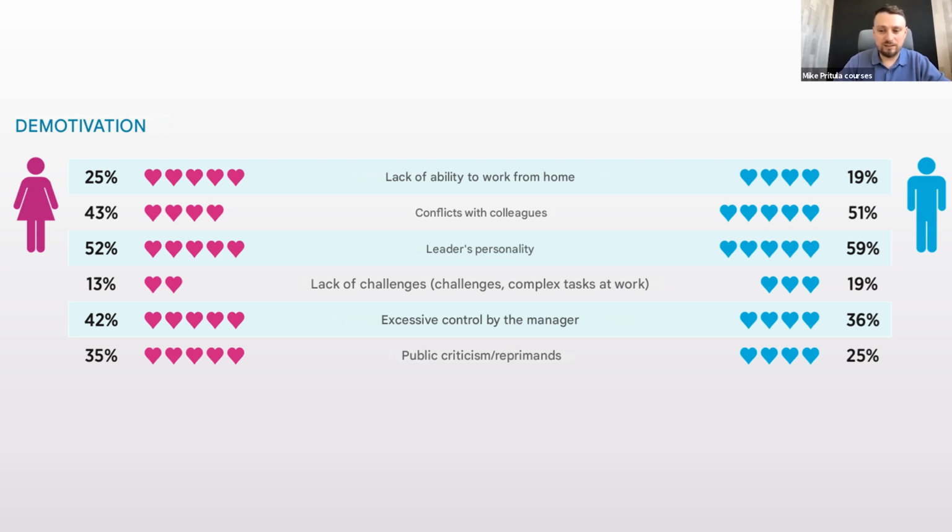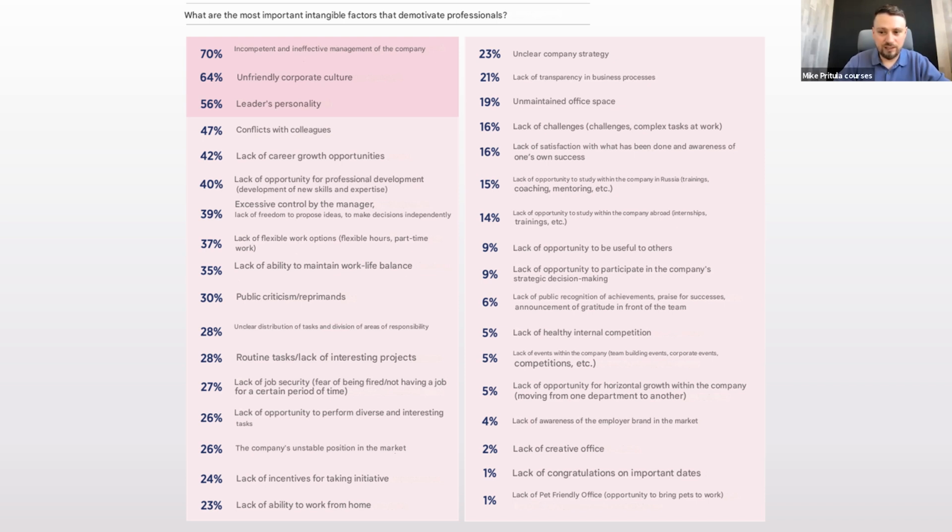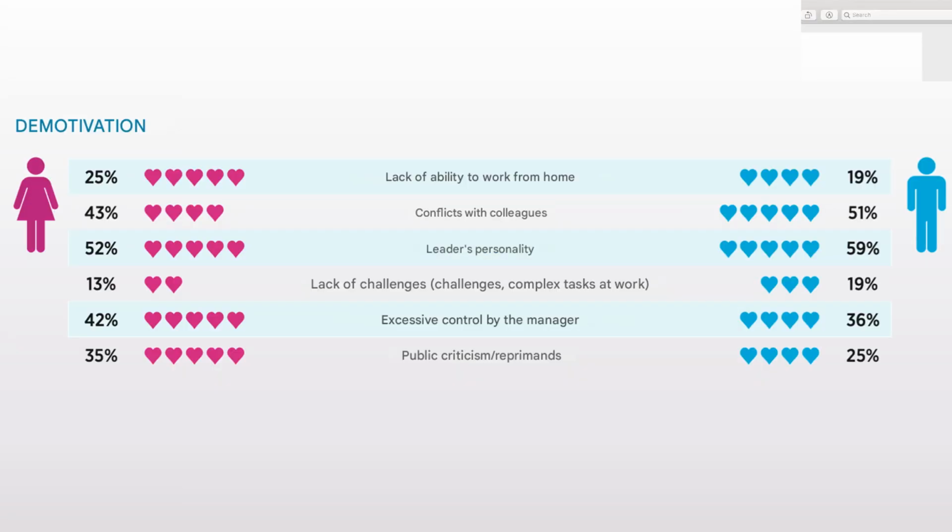25% of women, 19% of men. These are indicators where there are significant differences. Some indicators show no significant gender difference, while others do. Conflicts with colleagues concern men more. Men are more concerned with their supervisor's personality and lack of challenges, while women are more demotivated by excessive control from supervisors and public criticism or reprimands. These are some interesting statistics.